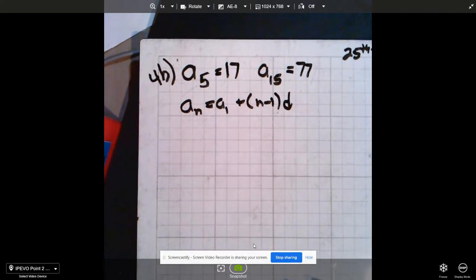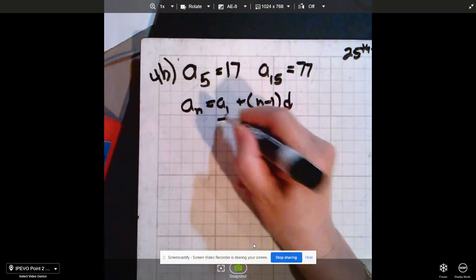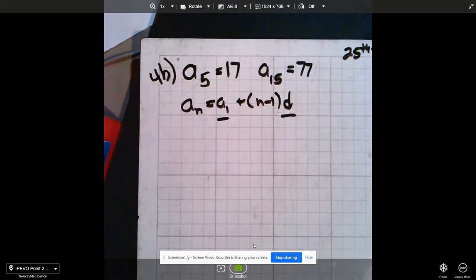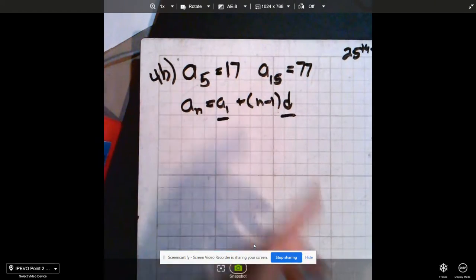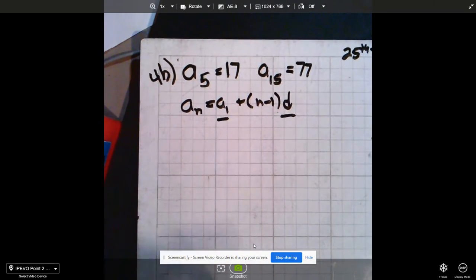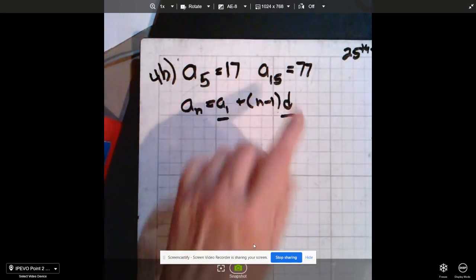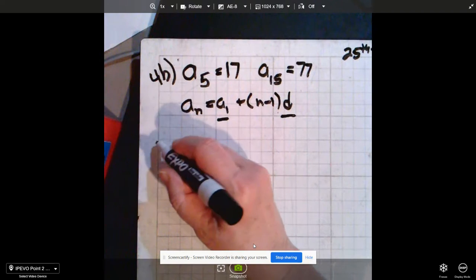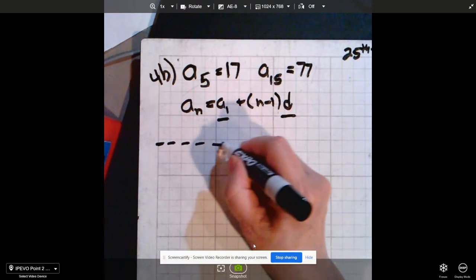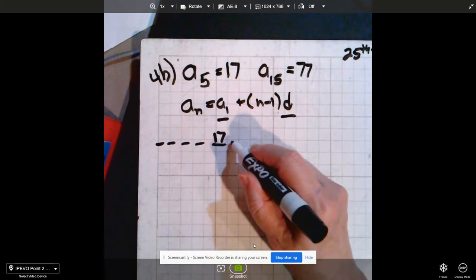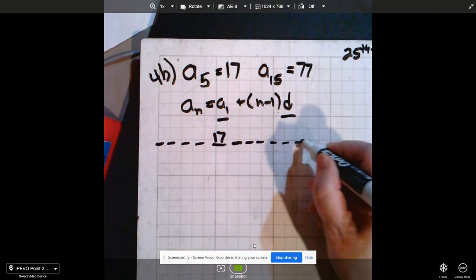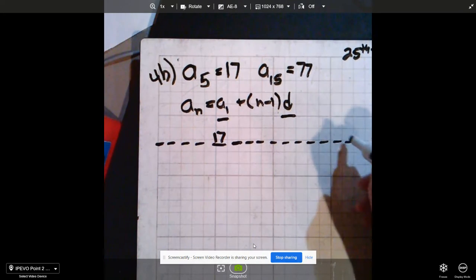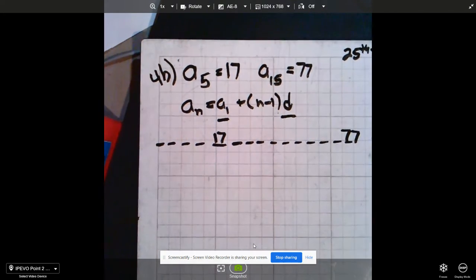And the first thing we want to do is write a rule. So to write a rule, I need to know what A1 is and I need to know what D is. Well, unfortunately, I don't know either one in this case. But remember, this is just like a little piece of the whole sequence. So it would be 1, 2, 3, 4, 5. This would be 17, 6, 7, 8, 9, 10, 11, 12, 13, 14, 15. Here would be 77. That's kind of what we are looking at.